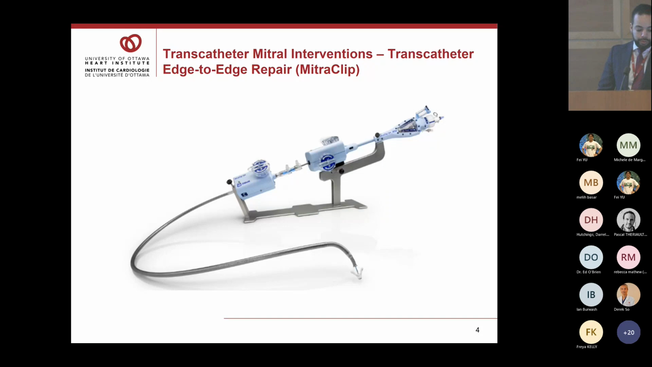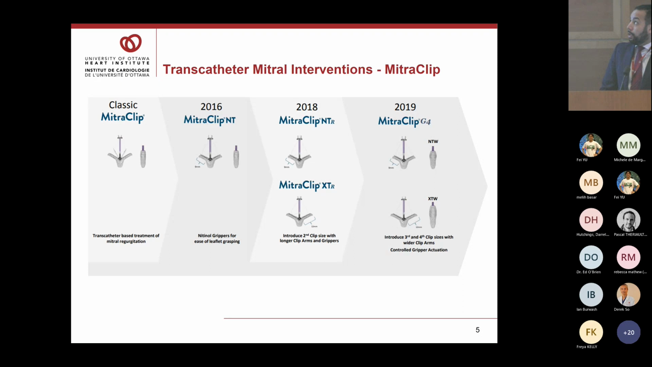The MitraClip has evolved even during that time period with multiple generations. We're now on our fourth generation with wider clips, longer arms, and the ability to grab one leaflet at a time. So even in this technology that's, quote unquote, older, it continues to evolve. We expect to have a fifth generation in the next year or two, with hopefully improvements in how we treat patients.